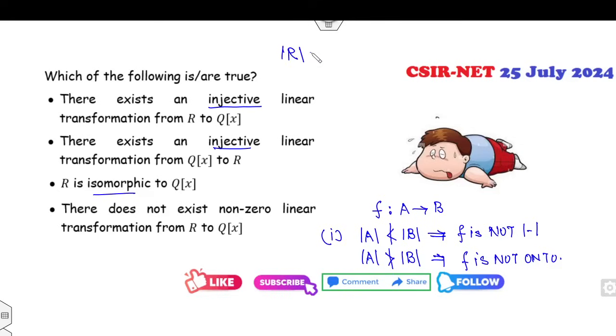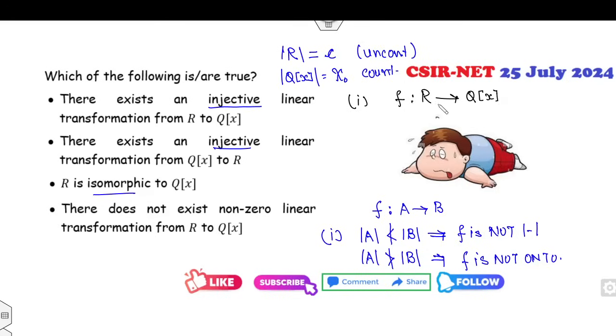What is the cardinality of R? It's uncountable. Fine. Cardinality of Q[x], this is my countable. Fine. Now look at the first option: there exists a 1-1 map from R to Q[x]. What is the cardinality of this? Is it less than or equal to aleph naught? It is not less than, so that means f is not 1-1.